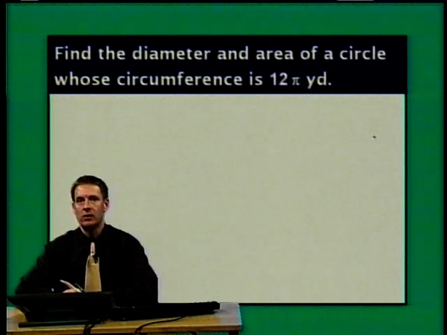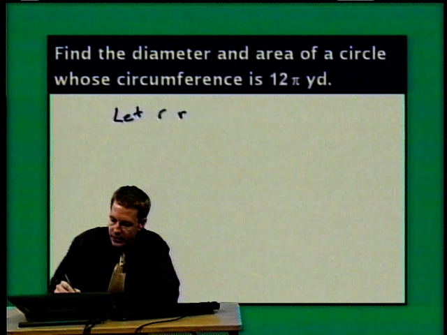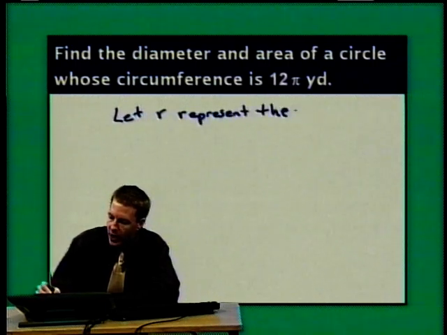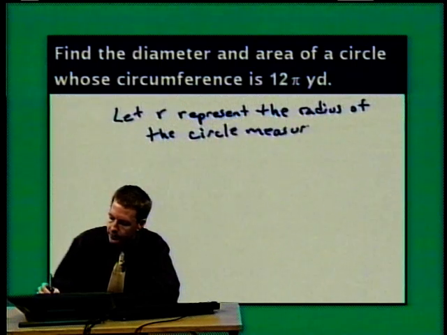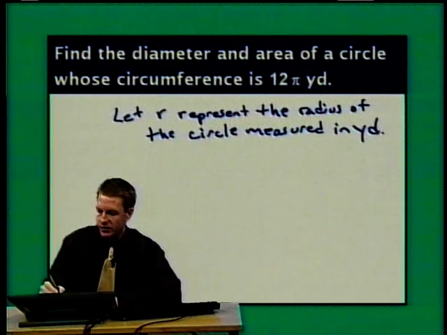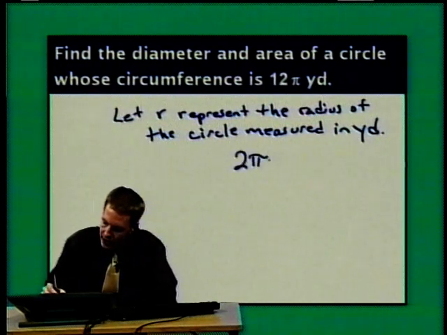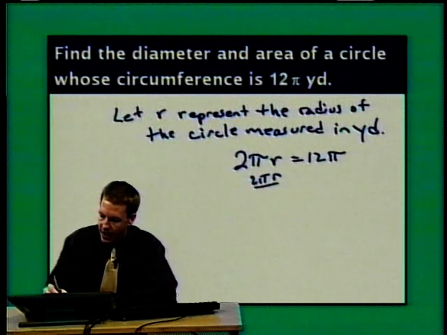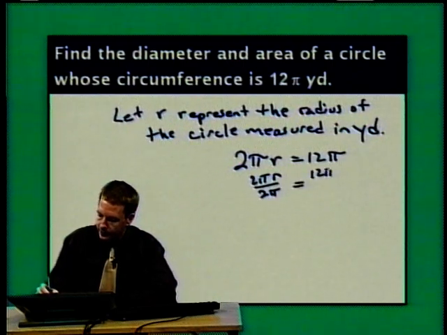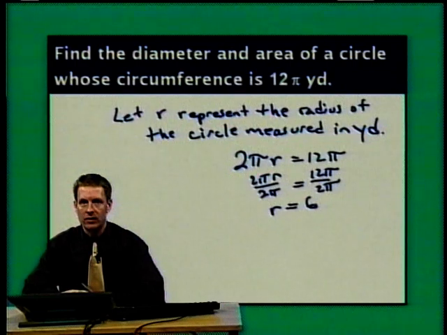Well, you know, the diameter of a circle is twice its radius. The area of a circle is pi times the radius squared. So I think a good starting point here would be to figure out what is the radius of the circle. So let's let r represent the radius of the circle measured in yards. Our area formula for a circle is, we don't know the area, we know the circumference. The circumference formula for a circle is 2 times pi times r, and that equals 12 times pi. To isolate r, all I need to do is divide both sides of this equation by 2 pi, and I can see that my original equation is equivalent to the equation r equals 6. So the radius of this circle is 6 yards.